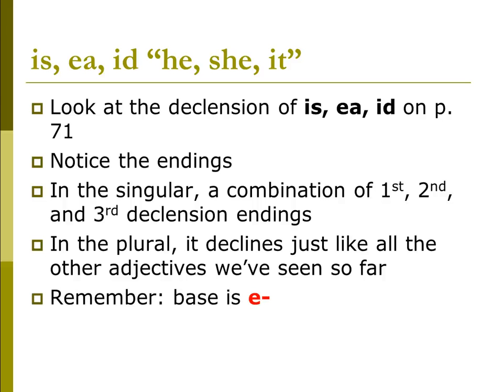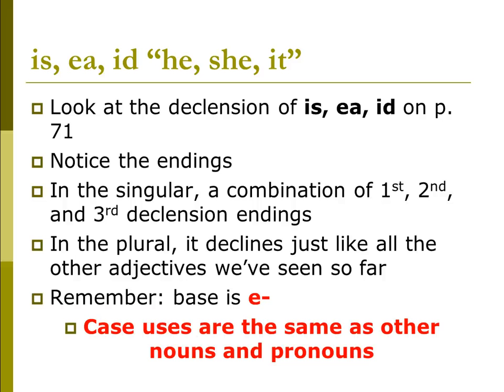The base to this is an e. You'll notice that except for the nominative singular, where you have is and id, the base is an e, and then cardinal rule number 1, base plus endings, you simply add the endings for the different declensions and the different cases and numbers to that e. The case uses are the same for other nouns and pronouns. Just because this is a pronoun or this is a strange-looking pronoun does not mean that the case uses change. You use the datives, the genitives, the nominatives, the accusatives, and the ablatives exactly the same way you would for other nouns. We'll be practicing these in our exercises both for Monday and for next Wednesday.